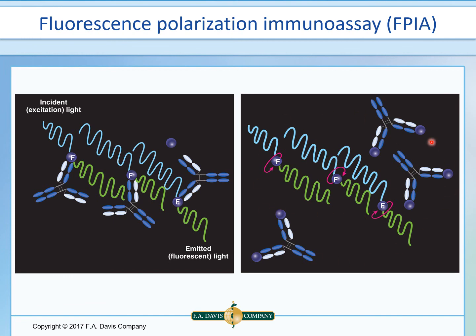On the right image, if a patient sample has high concentrations of analyte, this unlabeled analyte will occupy most of the antibody binding sites, leaving the labeled analyte free to rotate. The light waves emitted by the rotating labels will not be uniformly oriented, so in this example you would see less polarization. Fluorescence polarization immunoassay does require more sophisticated instrumentation, and it's the basis for several automated analyzers that are on the market today.